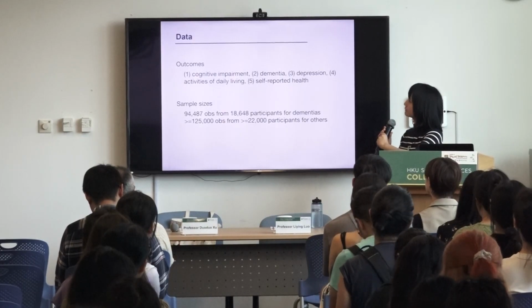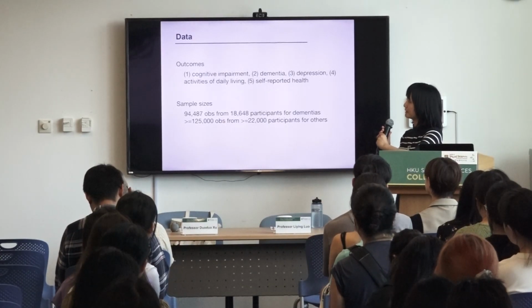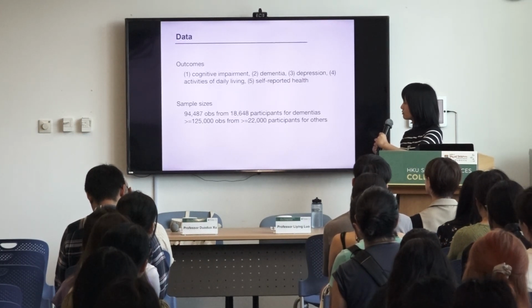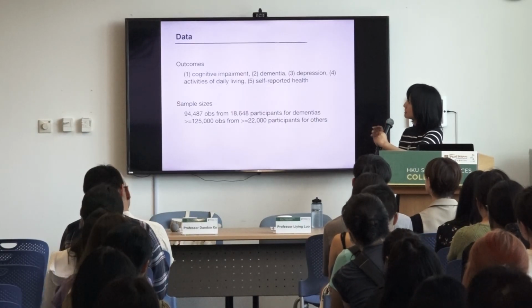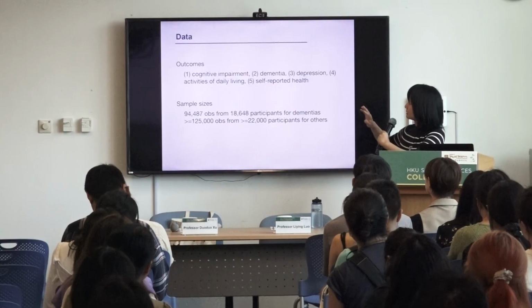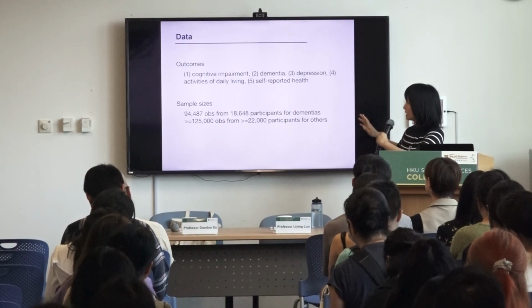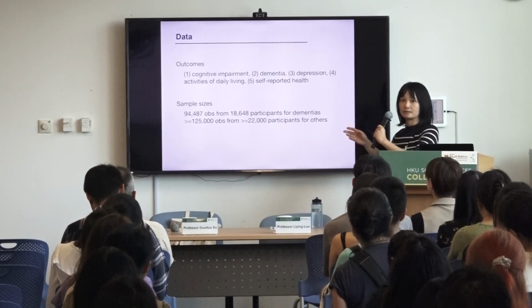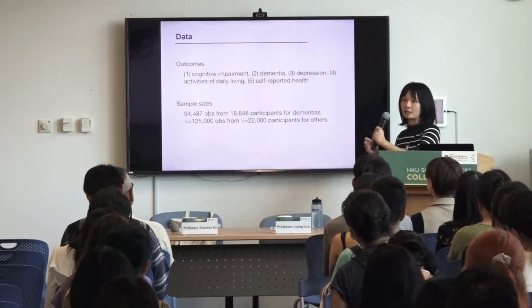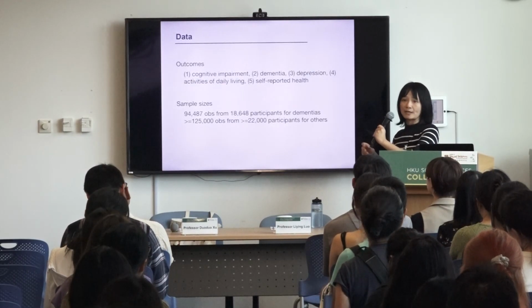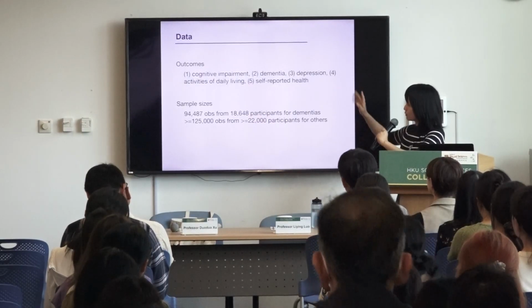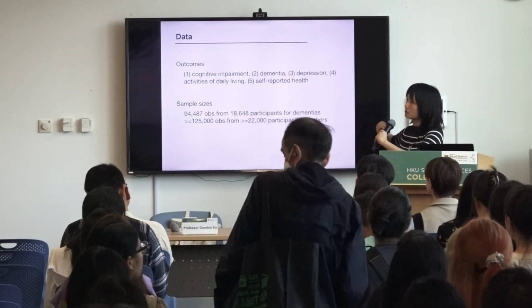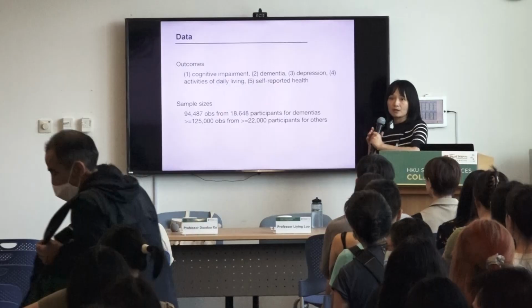In general, we have over 125,000 observations from over 22,000 participants for cognitive impairment, depression, activities of daily living, and general health. The reason why we have a smaller sample size for dementia is that dementia is a health condition that is pretty rare before age 65. So we have somewhat fewer observations for that particular outcome, mostly because we restrict the dementia analysis to respondents who are age 65 or older.